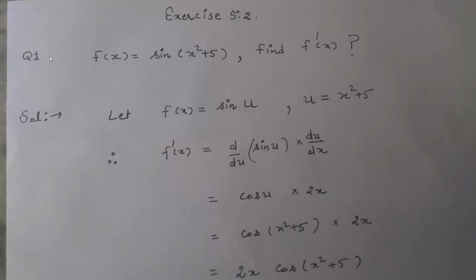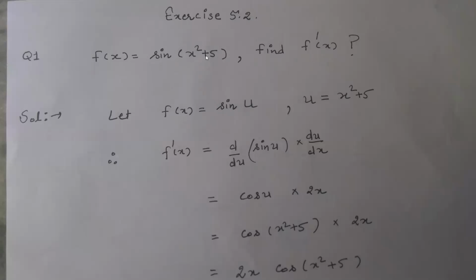Our very first question is, suppose f(x) is equal to sin(x² + 5). Then what is the derivative of the function? Now, according to the situation, we know if the function is sin x, then immediately we can find the result. The derivative of sin x is cos x. But here, this is not sin x, this is sin(x² + 5).